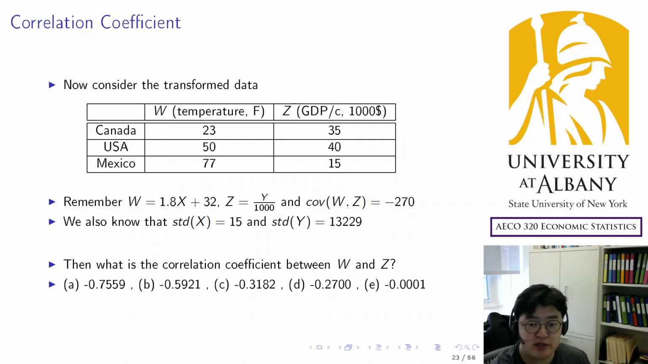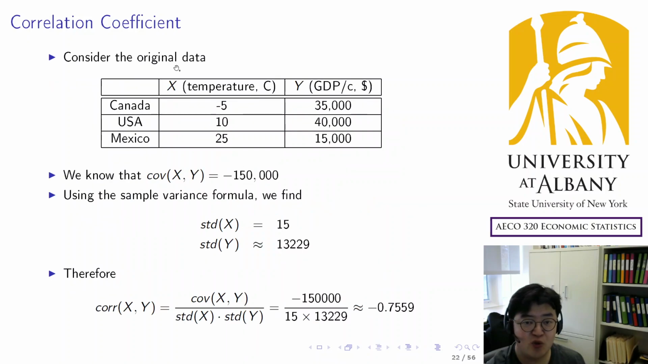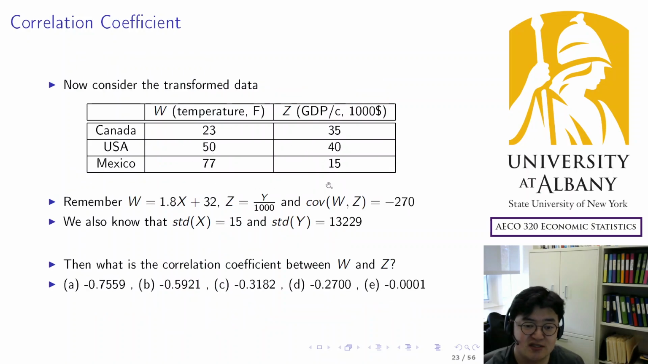Okay, so at the end of the last video, I gave you a question to calculate the correlation coefficient with the transformed data. And the answer is A. Because with the original data, we already calculated the correlation coefficient and obtained minus 0.7559. Because the correlation coefficient is unit-free, after changing the units, it should not change. So as a result, it should be the same.